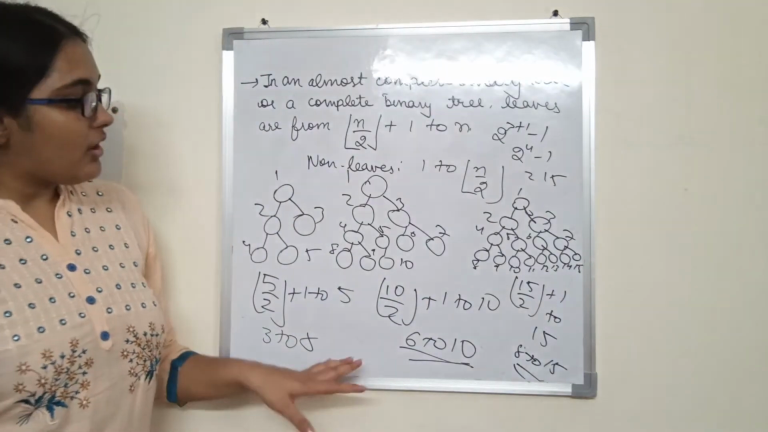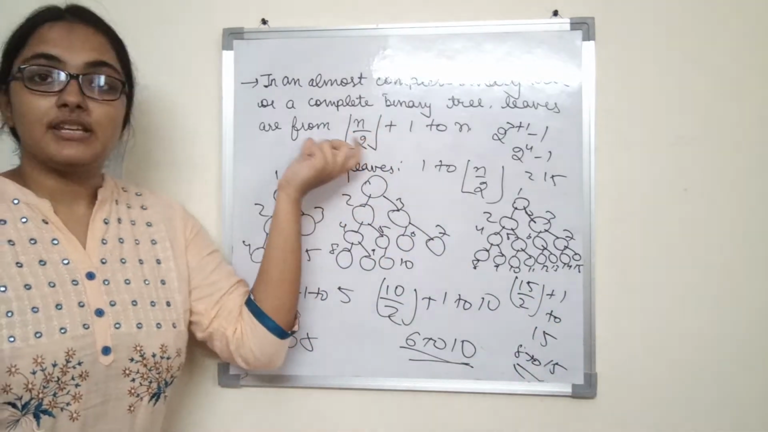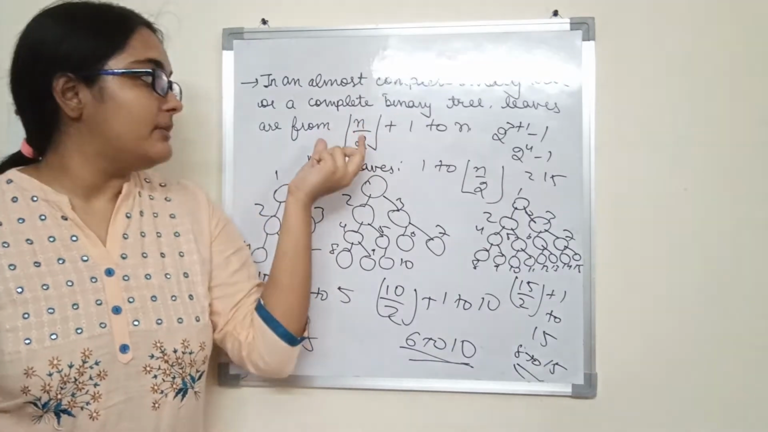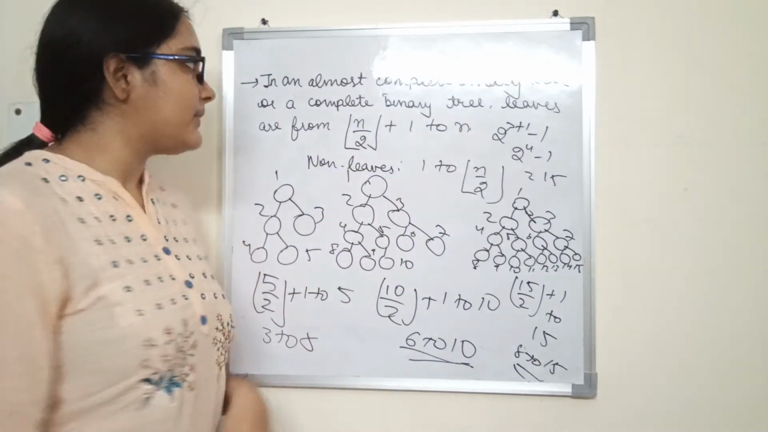Clear? Now this is an important part. Remember it. The leaves in an almost complete binary tree or a heap will be from n by 2 plus 1 to n, and non-leaves will be from 1 to n by 2.